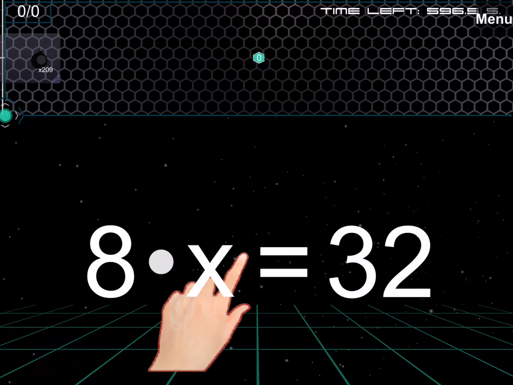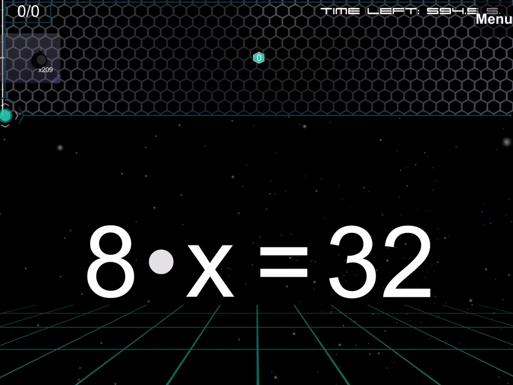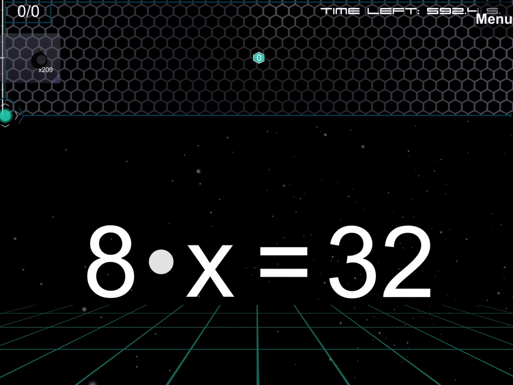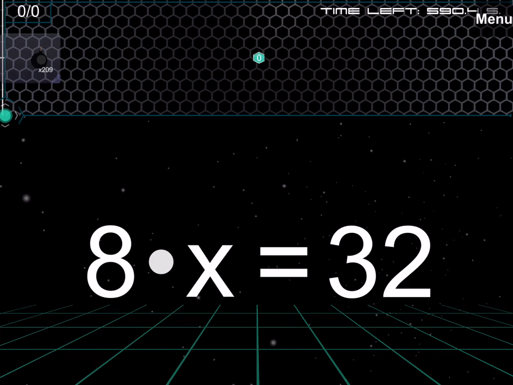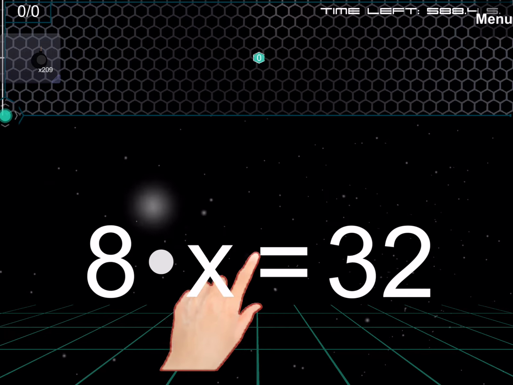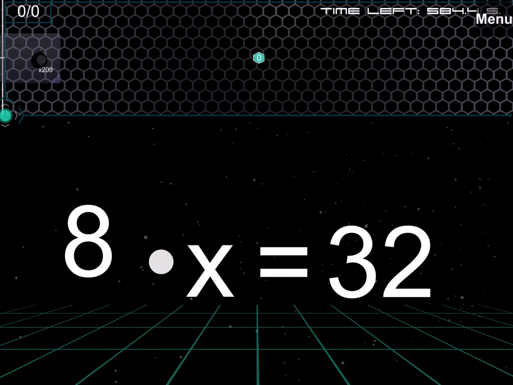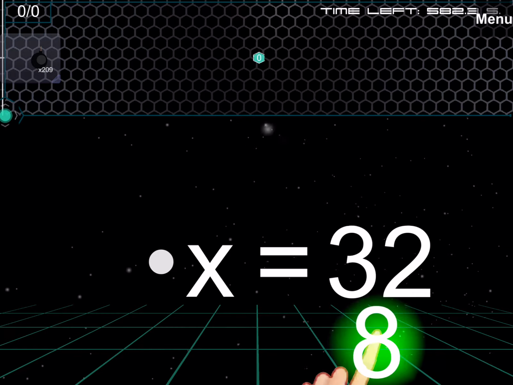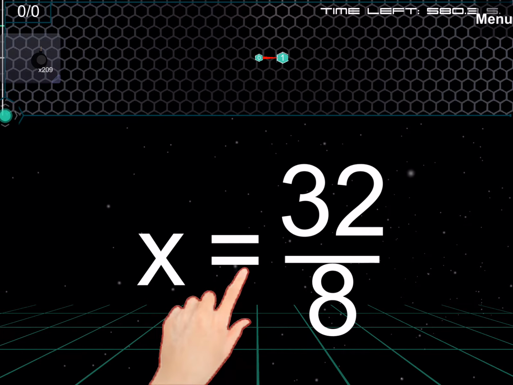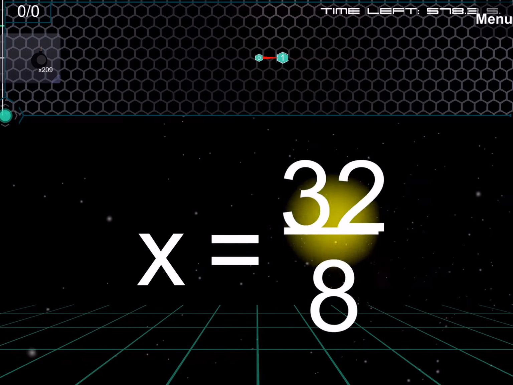And in this example we have 8 times x equal to 32. So what we do is we divide by 8 for both sides of the equation, and that resulted in this 8 going to the right side and becoming divide by 8, and then you do the division.